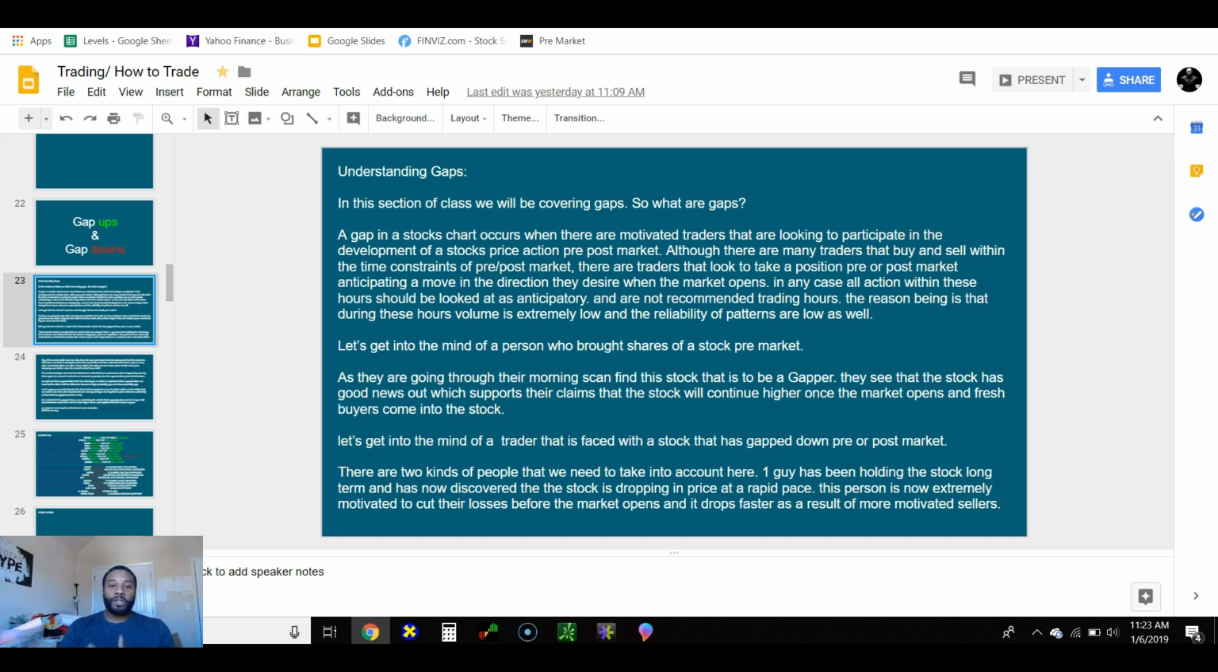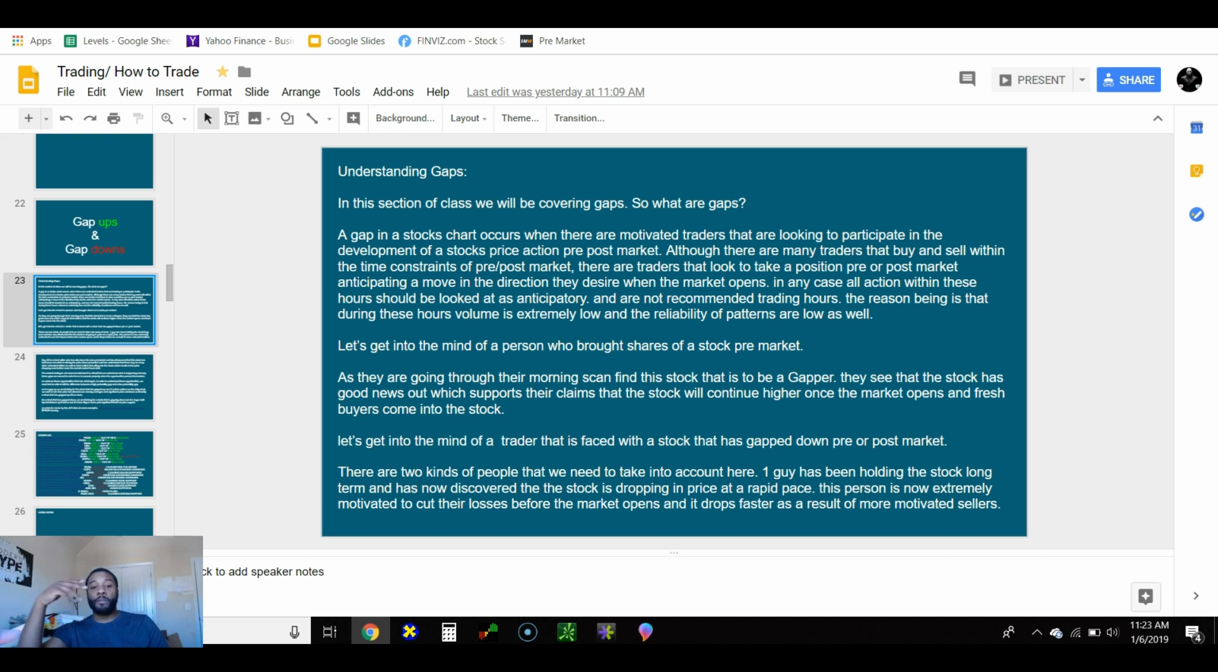There are two kinds of people that we need to take into account here. One guy has been holding the stock long term and has now discovered that the stock is dropping in price at a rapid pace pre-market. This person is extremely motivated to cut their losses. They're like, man, this thing is going down. I bought the stock at $20 and now it's at 15. Now it's at 14. Now it's at 13. Man, what am I going to do? As soon as trading opens at 9:30, I'm getting out of this stock. This thing gapped down on me.